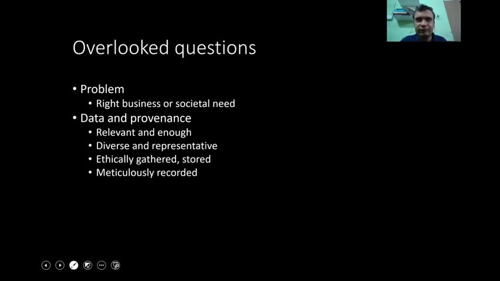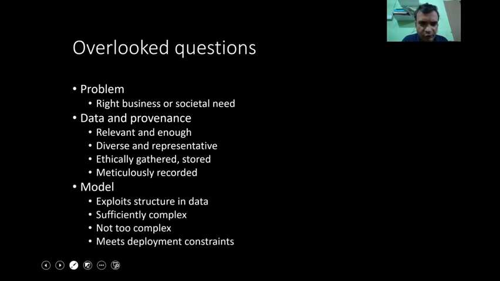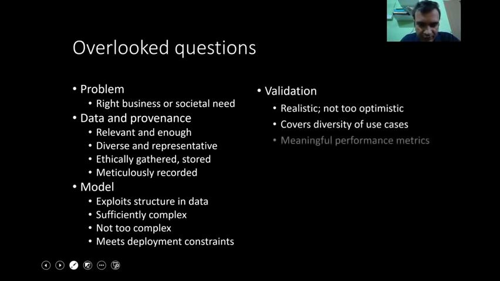For example, if we are working on face recognition software that is trained only for one race, and now it makes some bogus predictions on people from another race, and you have seen these cases in the news lately, right? So data and provenance are some of the biggest concerns that one should have while thinking holistically about machine learning. Okay. Then a model we have already talked about. It should exploit the structure, and the model should be sufficiently complex, not too complex, and it should meet your deployment constraints of power, of cost, of compute size, etc.